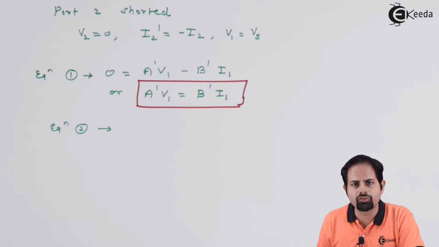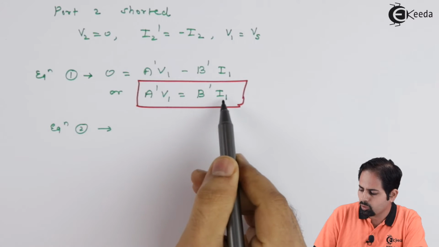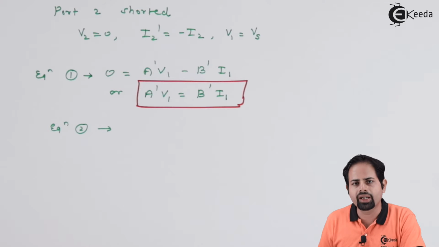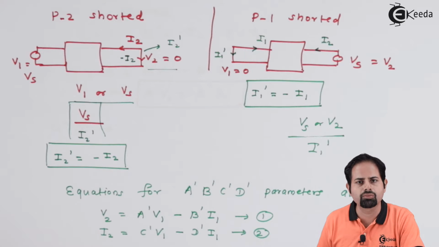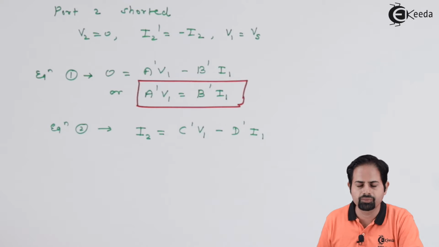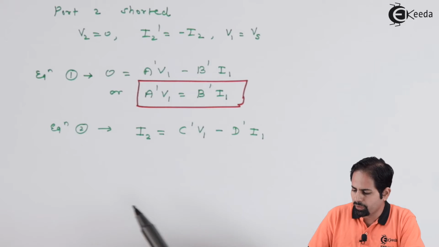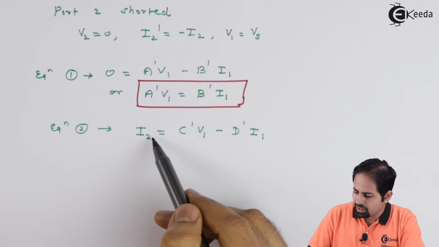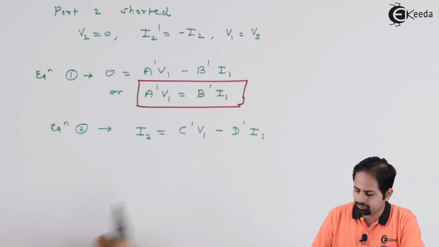So after substituting the value, our equation 1 became A dash into V1 equal to B dash into I1. So we will again substitute this in equation number 2. Now what is equation number 2? This is our equation number 2 and this is our equation number 1. So this is equation 2 and let us substitute the same conditions. The conditions are V2 equal to 0, but there is no V2 term. I2 is there, so we can get I2 dash, and instead of V1 we can write Vs.